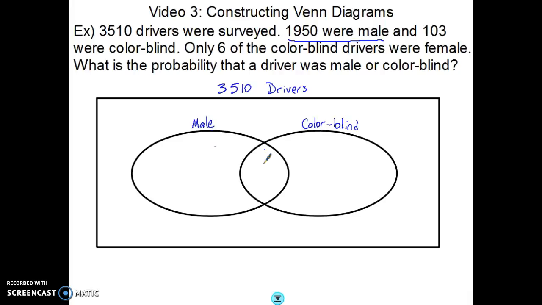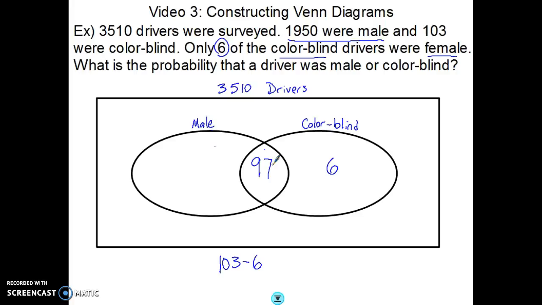One number we can actually put in here, though, is we know that there are 6 colorblind drivers who are female, or in other words, not male, which means we can put that 6 over here because they are colorblind, but they don't belong inside this male part of the circle. Well, if we know that there are 6 colorblind drivers that are female and 103 total colorblind, we can do that 103 and subtract off the 6 to get that there must be 97 colorblind drivers who are male. 97 male colorblind, 6 female colorblind.